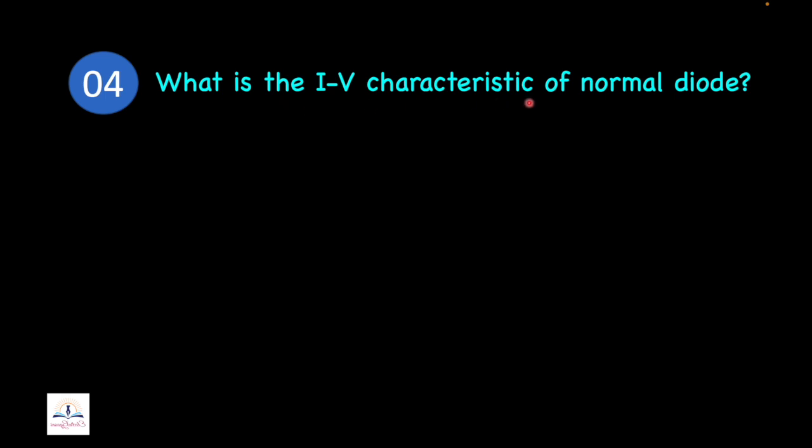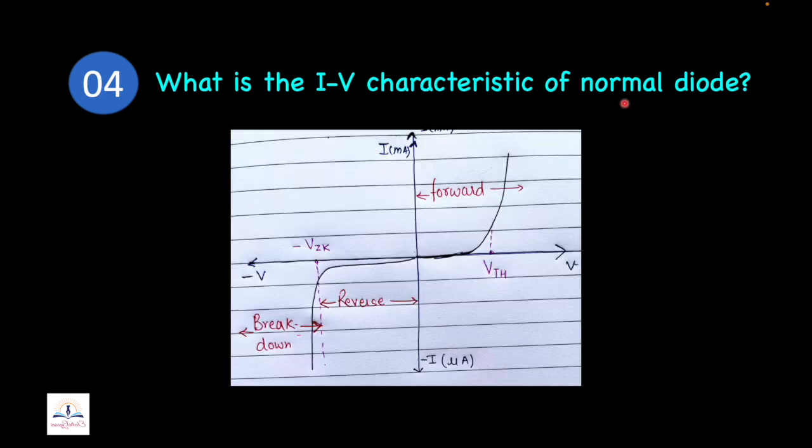What is the IV characteristic of normal diode? So when voltage is positive, that means the PN junction diode is forward bias, then the current will increase exponentially after this threshold voltage. And in reverse bias mode, the current is almost negligible or very small till the point of minus VZK. This is Zener knee voltage. After this voltage, this reverse bias current increases exponentially, and this region is called breakdown region.